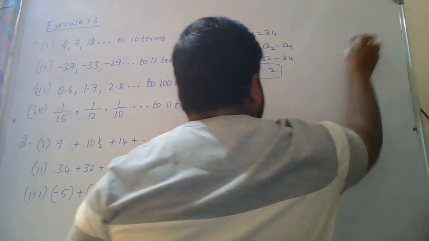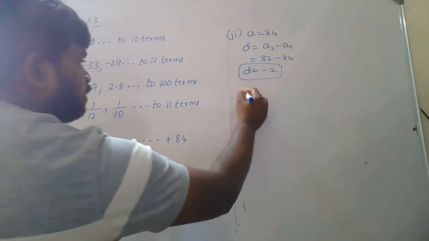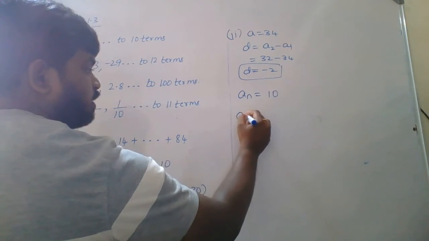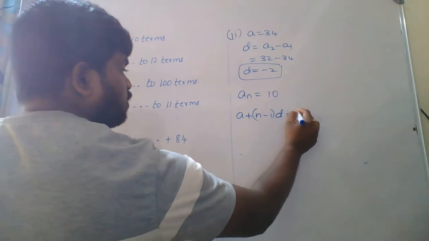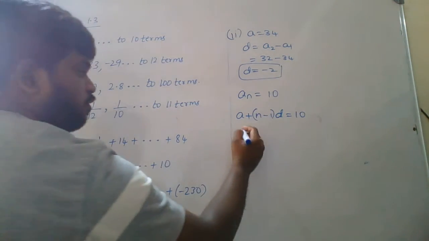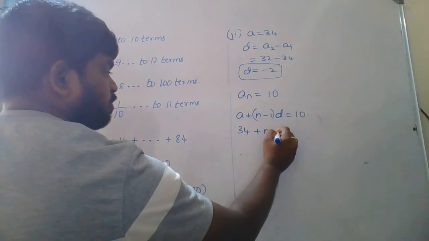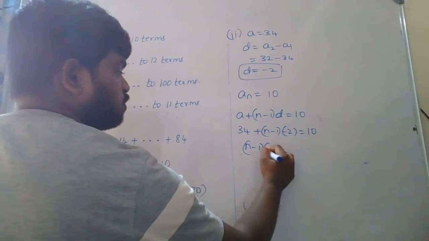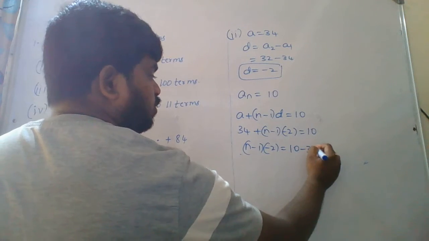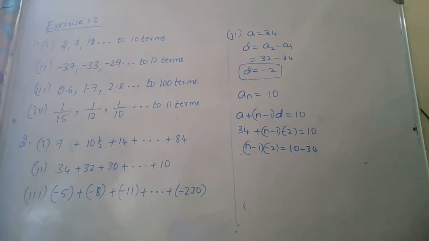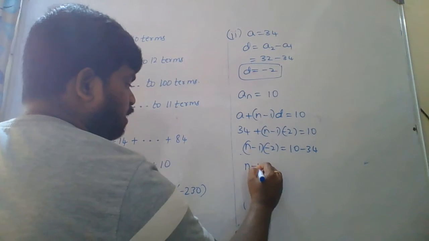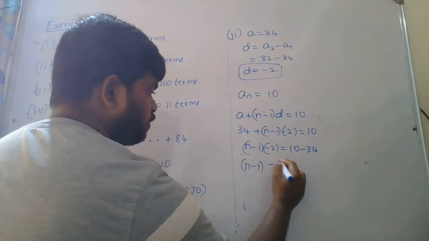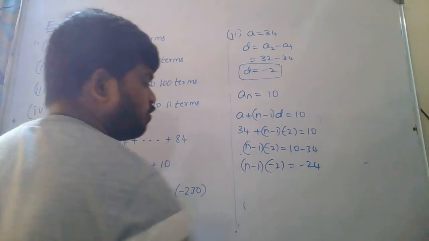So here an is what? The last term, that is 10. Let's write the formula: a plus (n minus 1) into d equals 10. What is the value of a? The value of a is 34, plus (n minus 1), the value of d is minus 2, equals 10. So (n minus 1) into minus 2 equals 10. Transpose 34 to the other side. If it goes that side, it will become minus 34. So (n minus 1) into minus 2 equals 10 minus 34, which is minus 24.